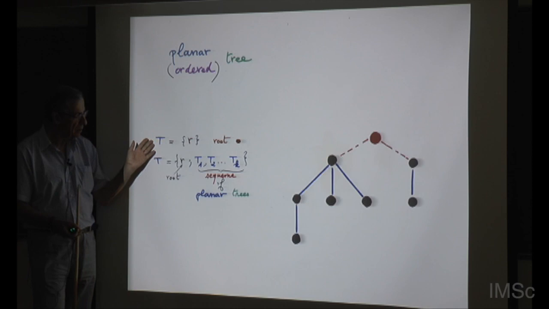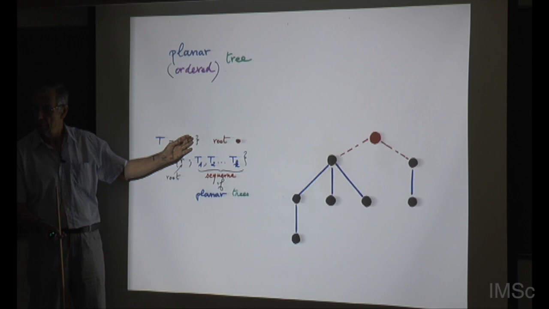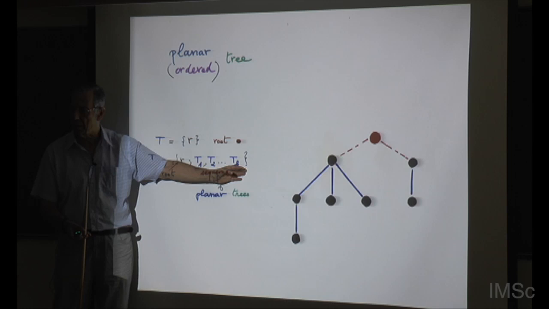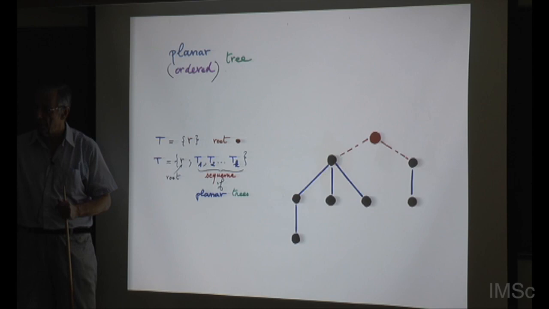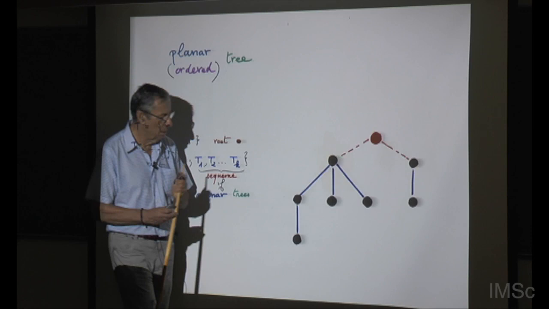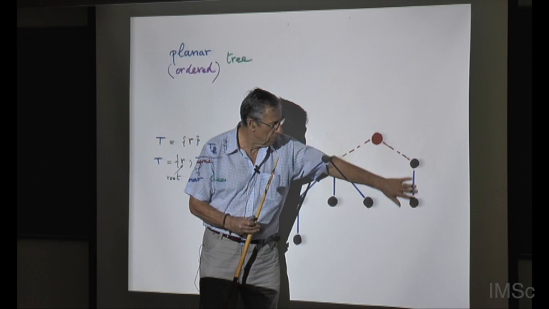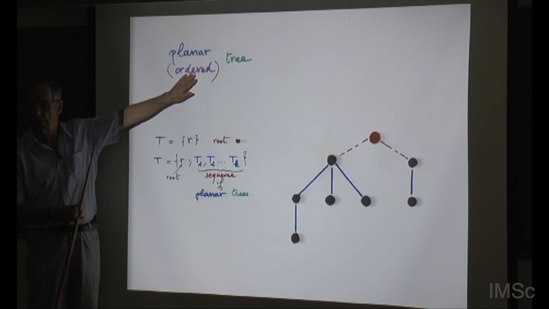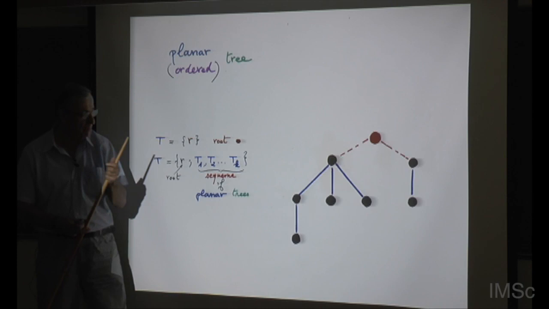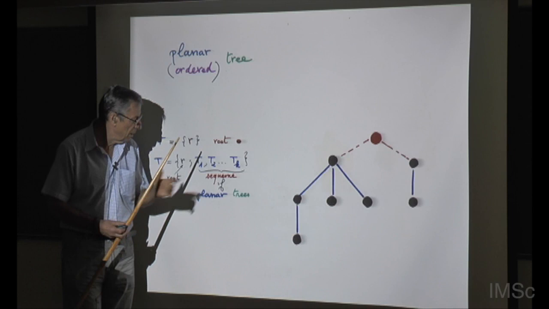So a planar tree is either reduced to a single vertex, the red vertex, the root. Or else, if it's bigger, there is a root and then a non-empty sequence of planar trees. Sequence means a totally ordered list of planar trees. Like this one, here there is T1, the first subtree, and T2. So this sequence T1, T2, TK is an ordered sequence. So the name ordered or planar, because I am writing them in the plane, and I am not allowed to interchange these two or the three. There is, in general, this sequence of K planar trees.